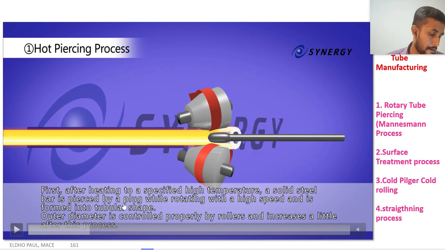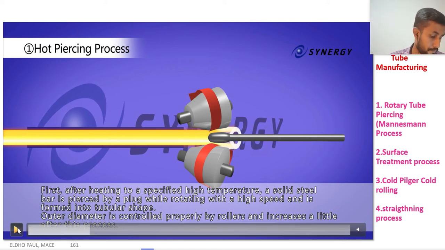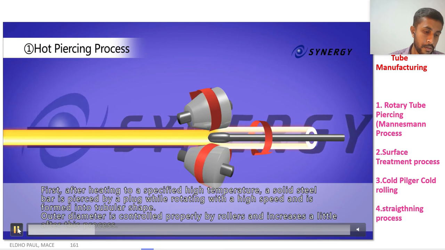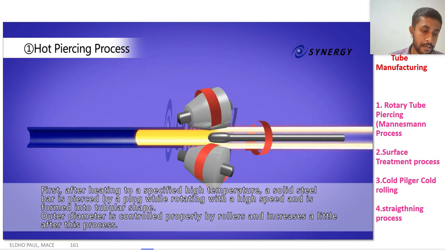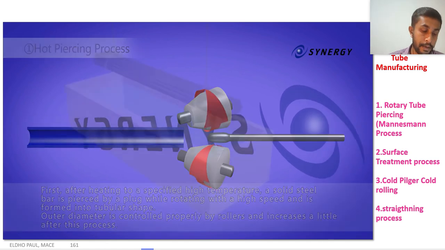So first, after heating to a specified high temperature, a solid steel bar is pierced by a flange or mandrel while rotating at high speed and is formed into a tubular shape. Outer diameter is controlled properly by rollers and increases a little after this process. So we got a tube after this piercing process. So this is the first process in tube making.